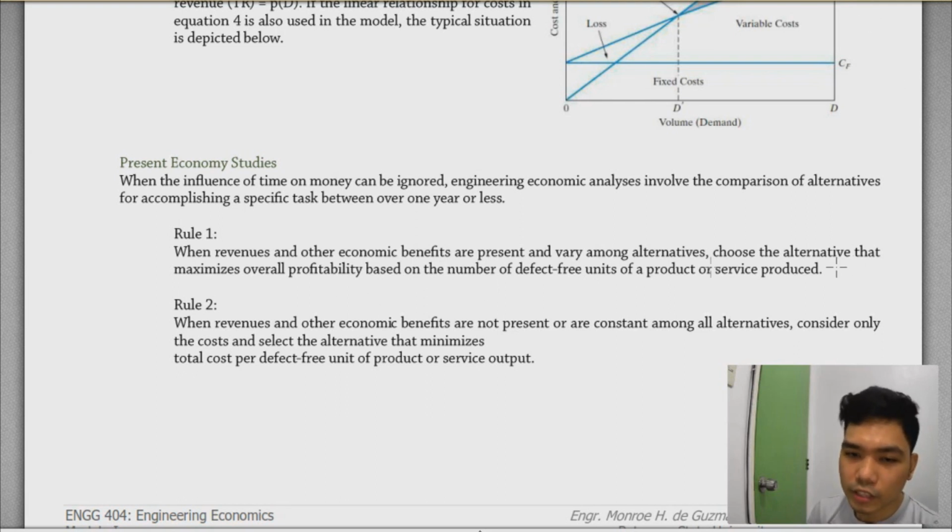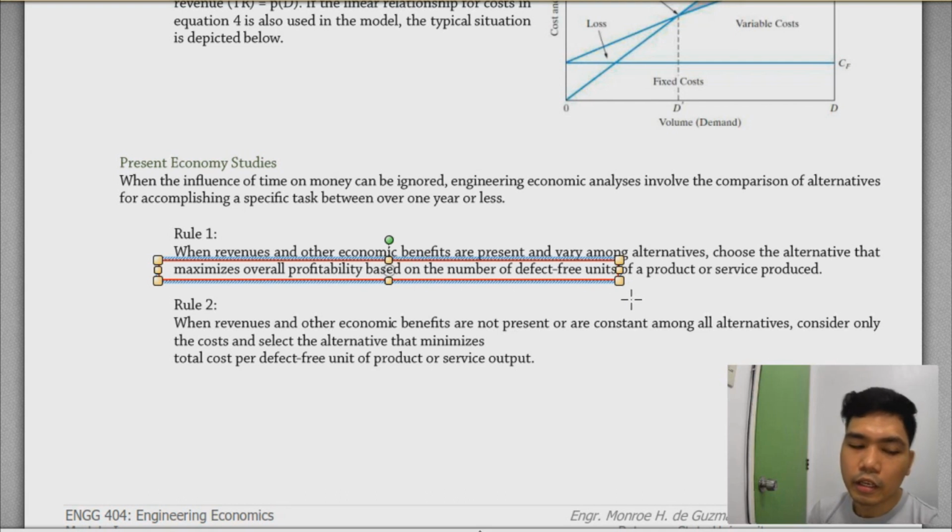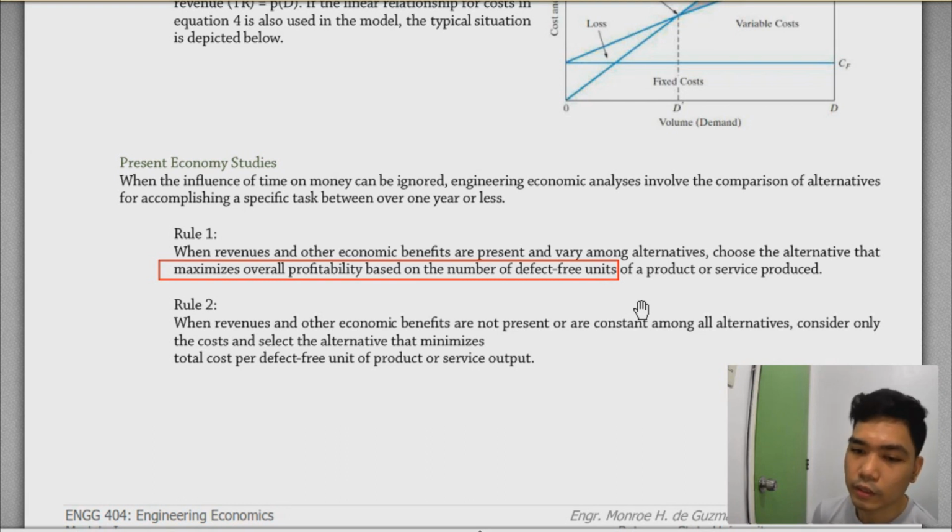So, syempre, hindi niyo siya na-gets, pero I'll just be describing this maximizes overall profitability. So, lahat ng ating i-evaluate dito will be considering the overall profitability of that product or service. So, makikita niyo siya, let's say for example, enough ba na tingnan ko lang yung ating cost per unit? Enough ba na tingnan ko lang yung fixed cost? Or is it better na gamitin natin yung total cost considering all the products that are not wasted? So, ganun siya ine-evaluate.